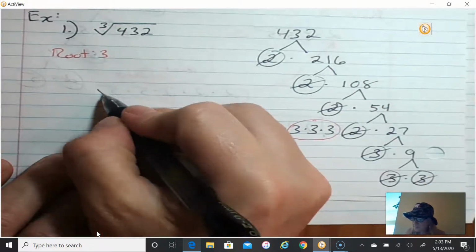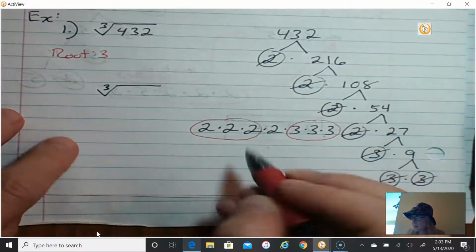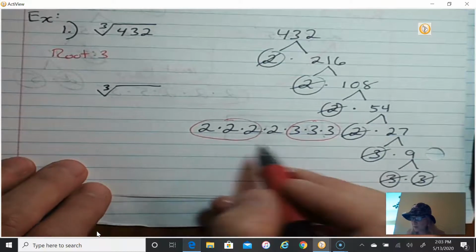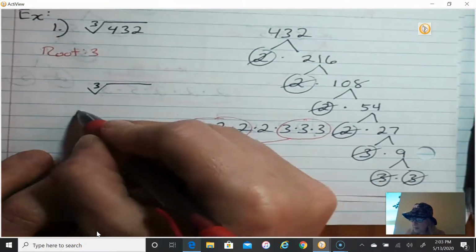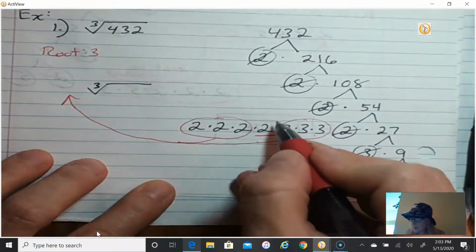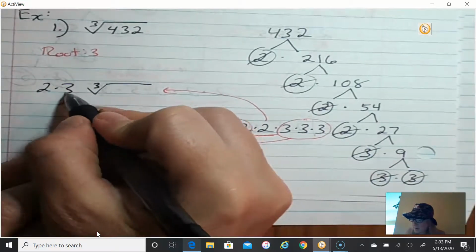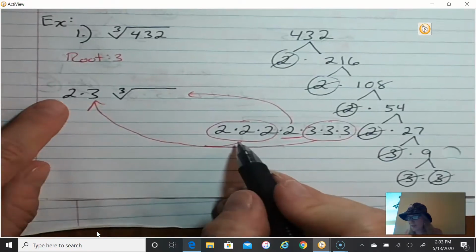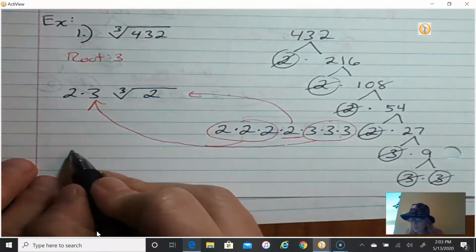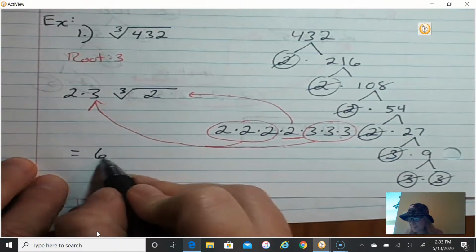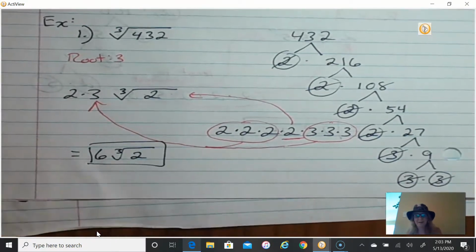Okay. Make sure you have your little cube root there. All right, have a group of 2, and a group of 3. And then here's my leftover. See, so you take 1 2 from that group and 1 3 from that group, and then the leftover 2 goes in there. So then your answer is 2 times 3 is 6 times the cubed root of 2. There you go.